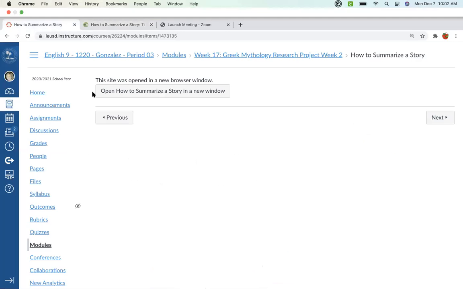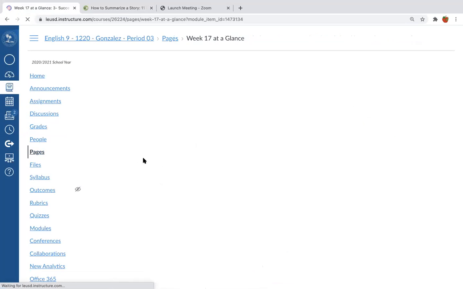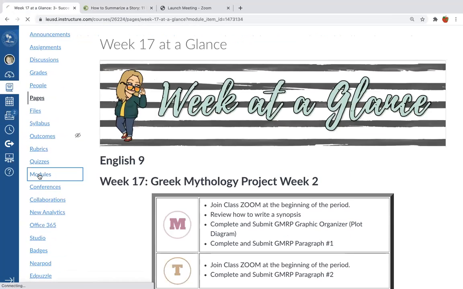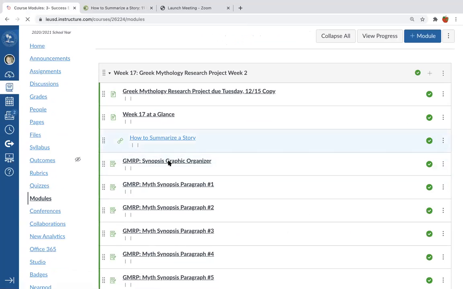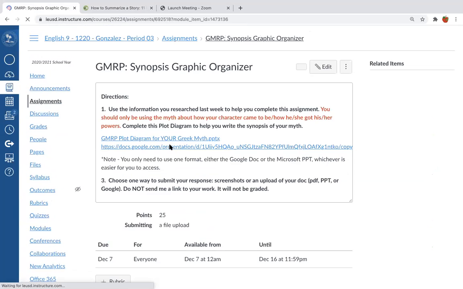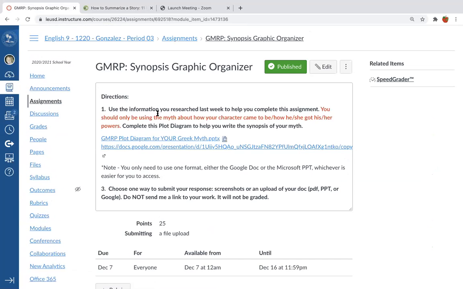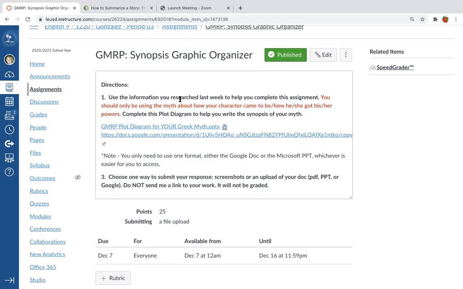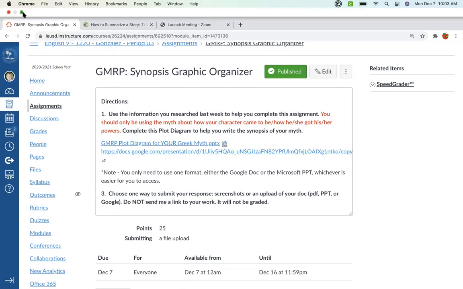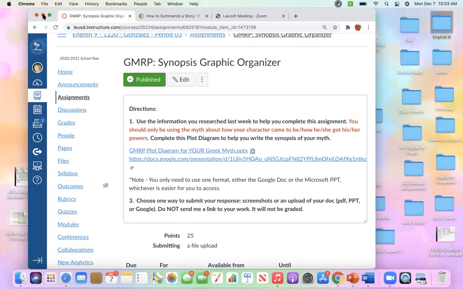Okay. All right, let's go back to here. All right, here's your graphic organizer. Use what you researched last week to help you complete this. You should only be using the myth about how your character came to be, how he or she got his or her powers. And then you're doing a plot diagram, which you guys have done before for the Stray. And this time it's specifically for your myth.